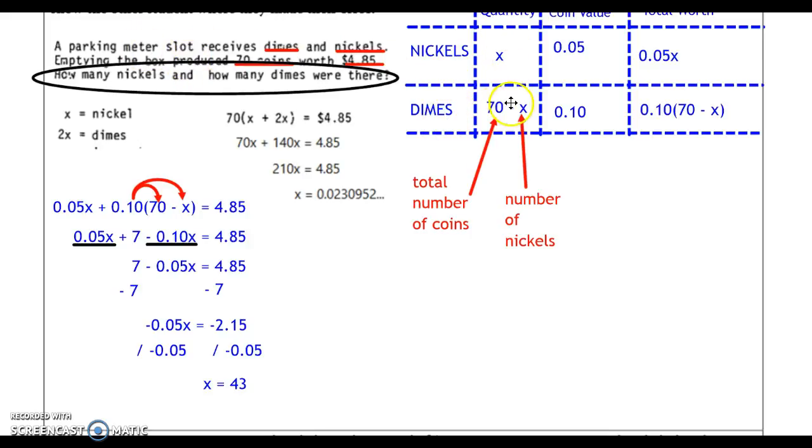In order to find the number of dimes, I should just take 70 and subtract 43 from it. Here's my final answer. We put it into a sentence form. The number of nickels is 43 and the number of dimes is 27. 70 minus 43 gives us 27.